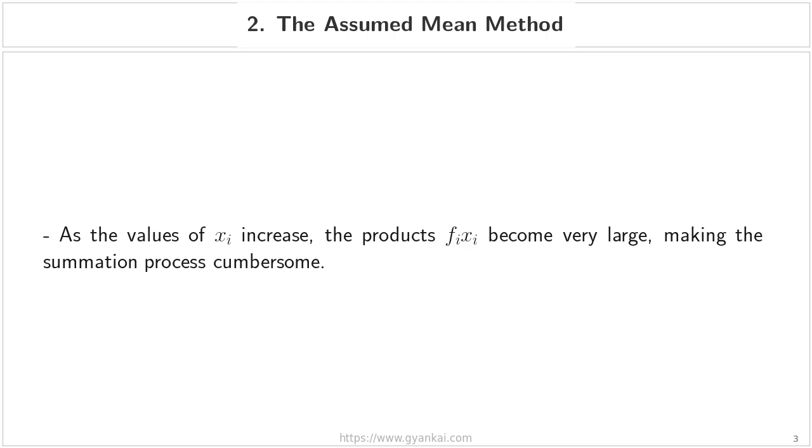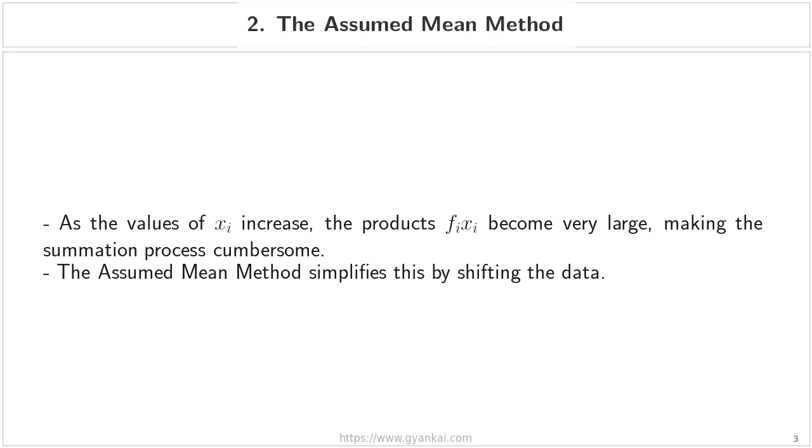2. The assumed mean method. As you might have noticed in your practice problems, as the values of our class marks, x sub I, start to increase, the products of frequency times class mark, f sub I times x sub I, can become very large. This makes the summation process quite cumbersome and increases the risk of making a calculation error. The assumed mean method is designed to simplify this by essentially shifting the data to a more manageable range.